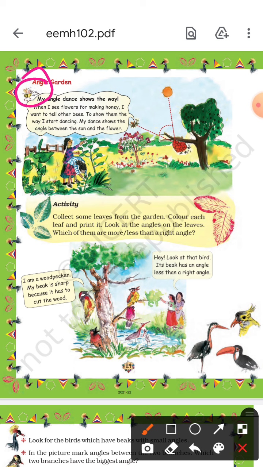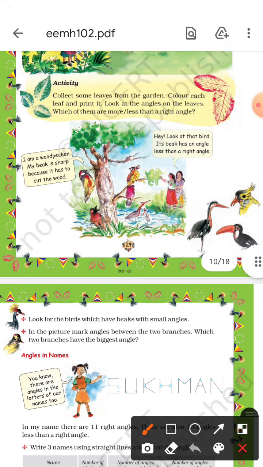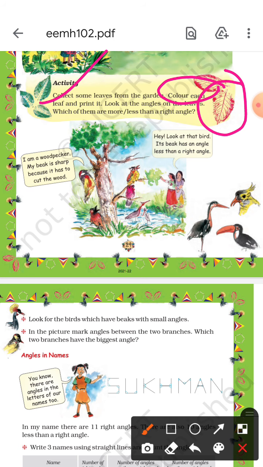It's saying that when I see flowers for making honey, I want to tell other bees to show them the way, I start dancing. My dance shows the angle between the sun and the flower. Okay, now here the activity: collect some leaves from the garden, color each leaf and print it. Okay, and look at the angles on the leaves. Which of them are more or less than the right angles? So you have to find here the angles in the leaf.